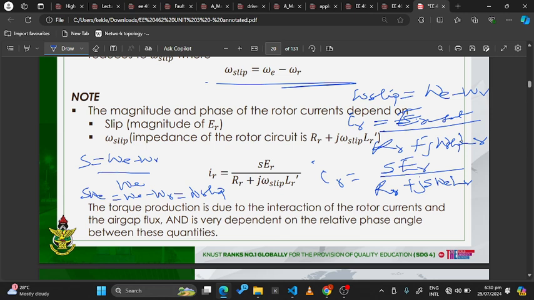So then I'm going to get IR equal to, if I divide s ER by s, I get ER, divided by, then I'll divide this by s, R over s plus, if I divide this by s, I'm going to get just j omega E LR. Is that okay? So this is why we've been using this to solve questions. This is the current that will flow at any speed.